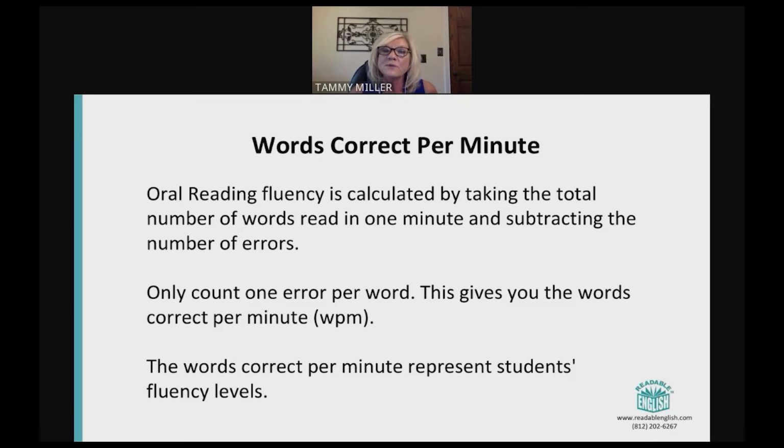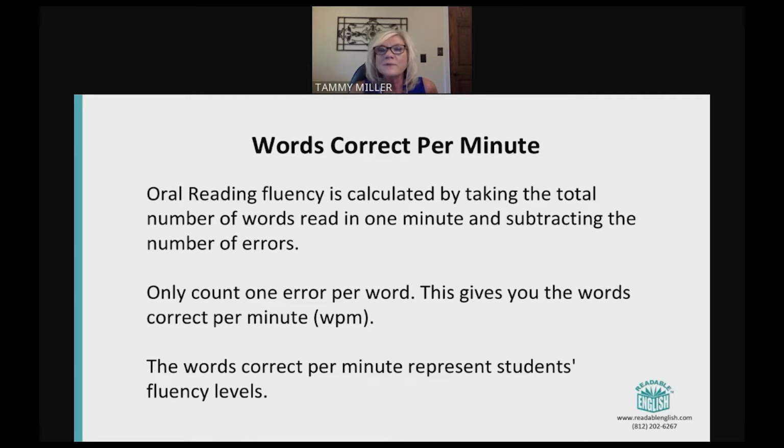So the first one, words correct per minute, this is your oral reading fluency, and you are getting a cold read. This means we want to be able to see where students are performing without practice and looking at a passage that they haven't seen previously. This is the fastest way to get a picture of how close they are to their independent reading level. Once you know their independent reading level, then you're able to make a determination about how far away they are from where they should be at grade level.